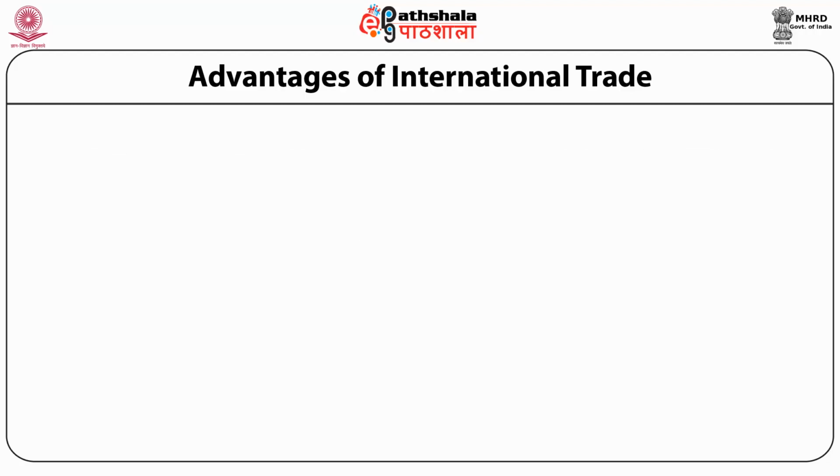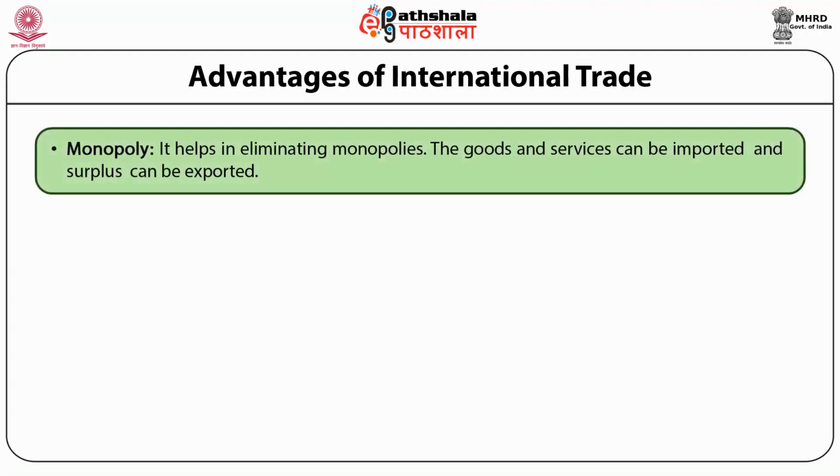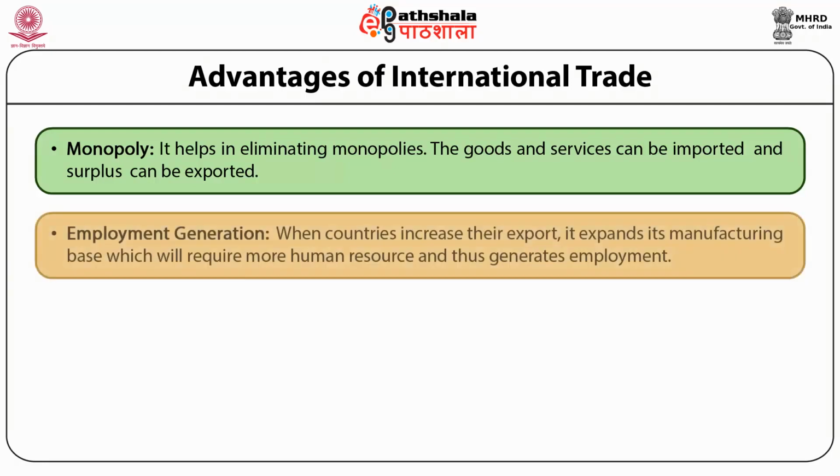The third benefit is restriction on monopolies. It helps in eliminating monopolies. The goods and services can be imported and the surplus can be exported. In both cases, the sellers cannot create a monopoly in the market. Employment generation is another benefit. When a country increases its exports, it expands its manufacturing base, which requires more human resources and thus generates employment.